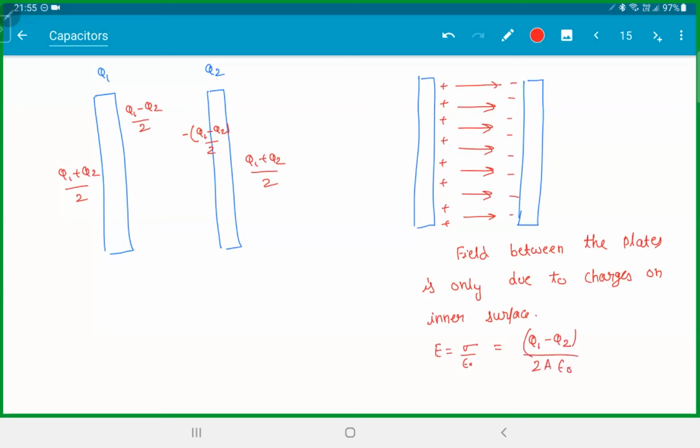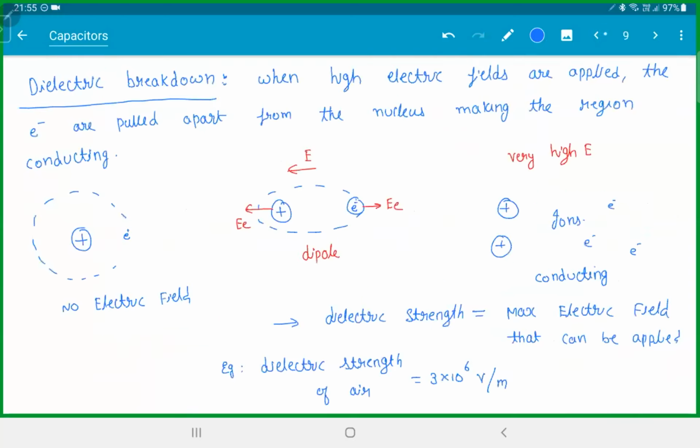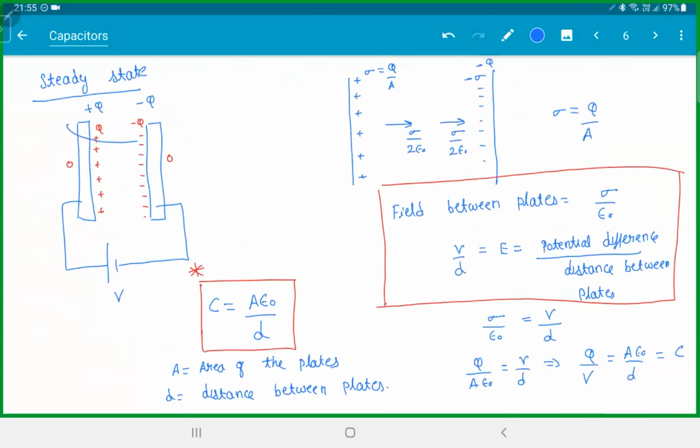Agreed? So who is creating this field? Q1 minus Q2 by 2, right? So in the formula, when you write Q is equal to CV, this Q is actually the charge on the inner surface of the positive plate. Q is not the charge on the capacitor. Because see, if you take the charge on the capacitor, tell me one thing, what is the total charge on the capacitor? 0, right? Total charge on the capacitor is 0. Q minus Q is always 0.